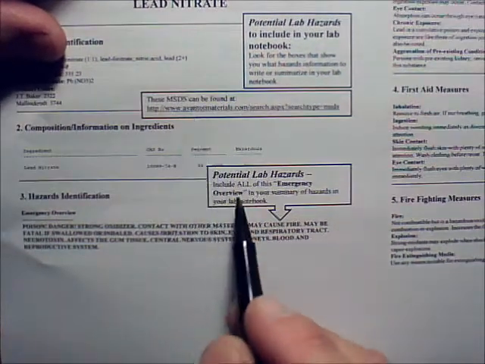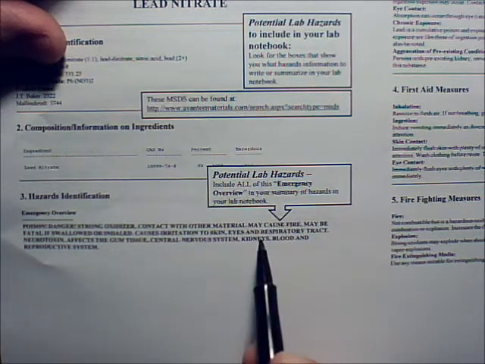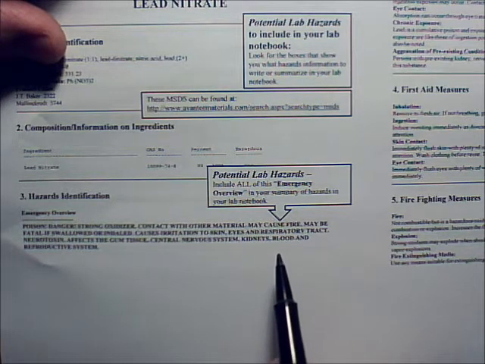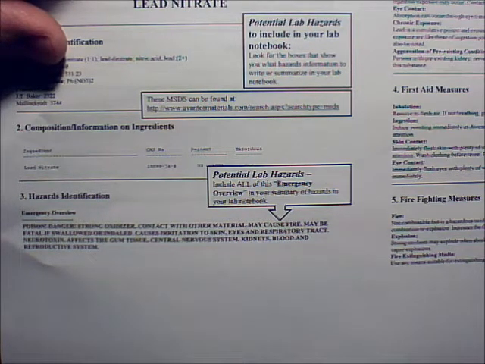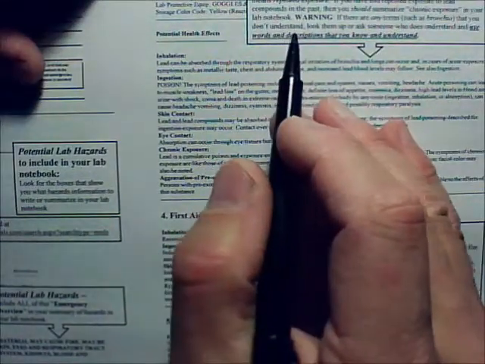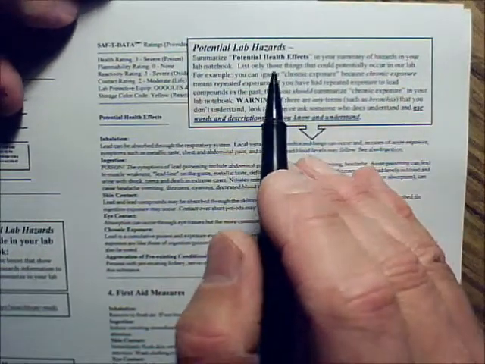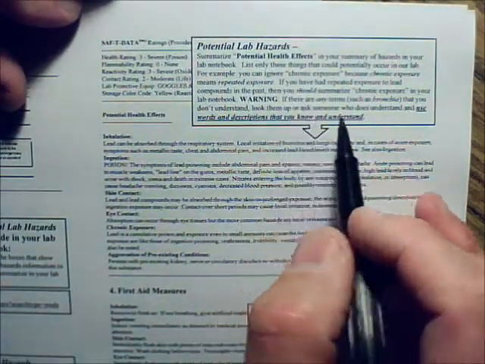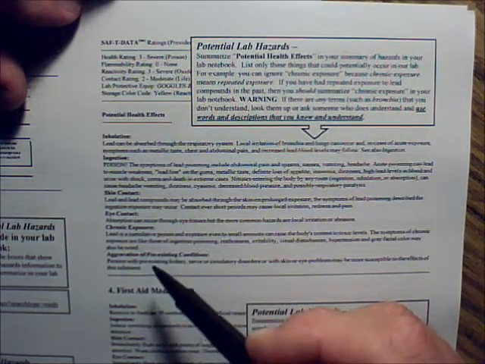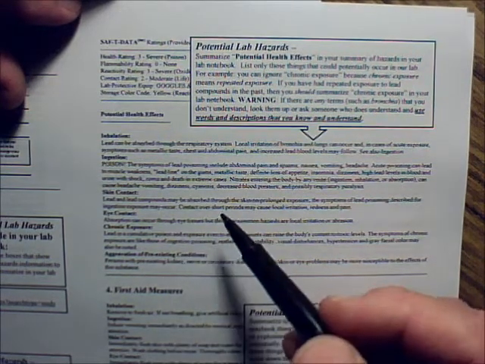So if you will read what's here in these boxes, it tells you that you're going to put down all of the emergency overview in your lab notebook for that chemical. And make sure you do it in black or blue indelible ink. Okay? You can't erase it. That's what indelible means. You also need to put down potential lab hazards. And it gives you some detail about what that means. It doesn't mean copy everything that's here. You want to summarize what's there in words that you understand.